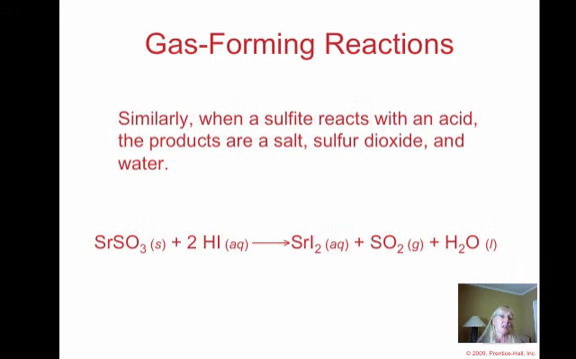Now, some of these are getting into more nuances or trivia, so I'm not going to get too excited about it right now. Another kind of gas that can form is if you have a sulfite, like this strontium sulfite, reacting with an acid, hydroiodic. You make your ionic compound, strontium iodide, you make your liquid water, but now you'll have sulfur dioxide gas come bubbling off. And that's actually fairly soluble in water, by the way.